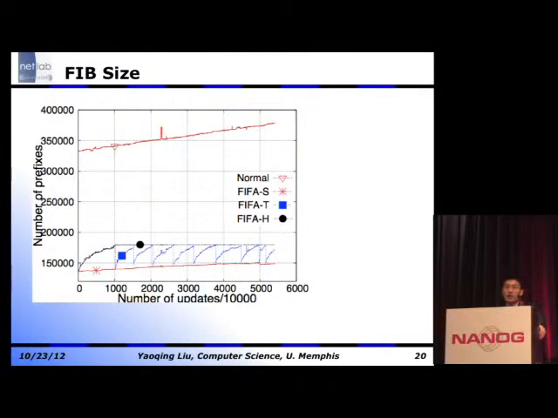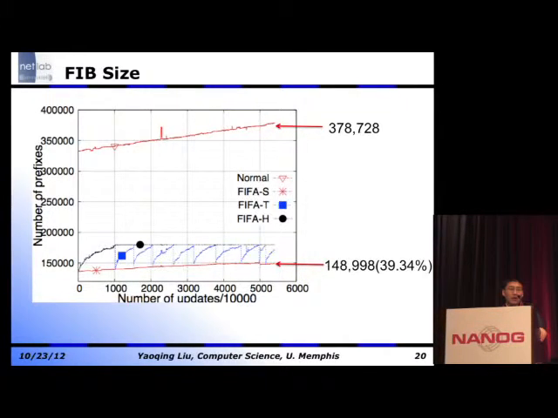First, the FIB size. So the top red line represents the original FIB size without any aggregation. You can see at the end of 2011, there are about 308,000 FIB entries, and the red line at the bottom is the result for FIFA-S. So you can see at the end of 2011, it's about 150,000. So more than 60% of FIB entries have been aggregated.